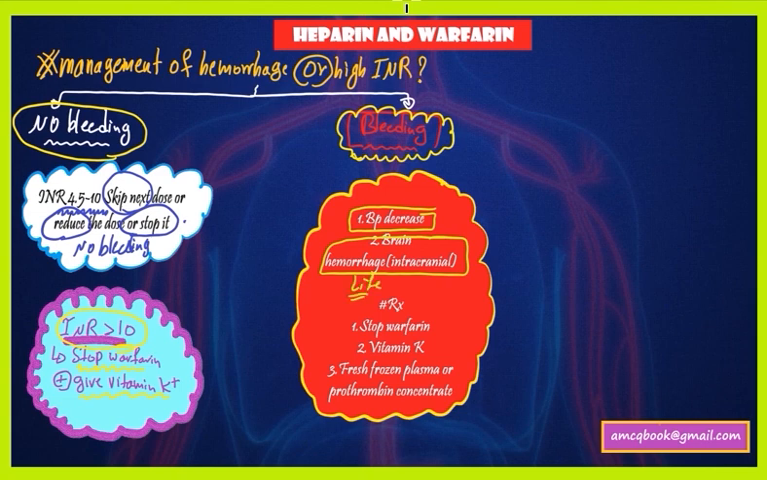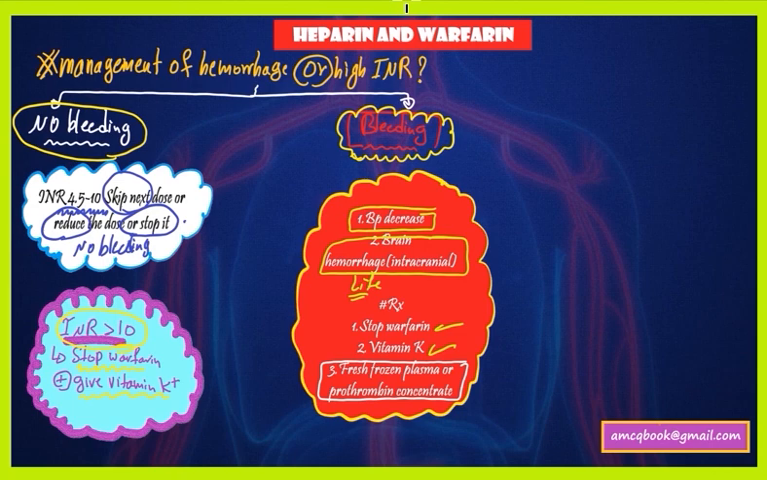So the next step here, whatever the INR, I don't care about the INR here. The next step is to stop warfarin, give vitamin K to the patient, along with fresh frozen plasma or prothrombin concentrate. The most vital step here is fresh frozen plasma or prothrombin concentrate, because these will provide the patient with the coagulation factors and cause immediate stopping of the bleeding.